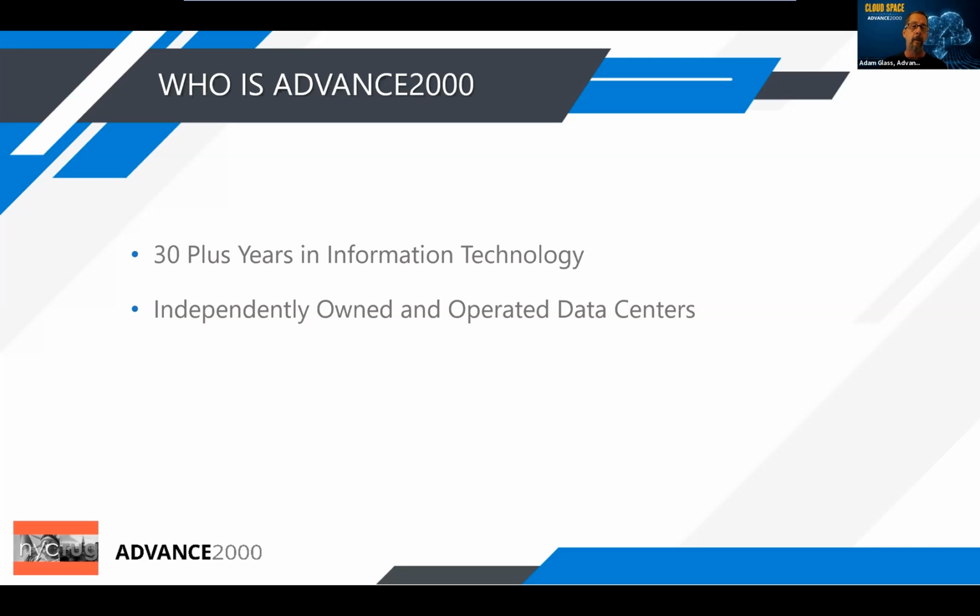And we're going to get into that a little bit more. Our data centers are completely owned by Advance2000 and operated by Advance2000. We do not use third-party data centers such as AWS or Azure or anything like that. These are our own brick and mortar data centers that we also operate ourselves. In fact, our network operations center and our help desk are in the same facilities, our main one actually being in Amherst, New York, just outside of Buffalo.